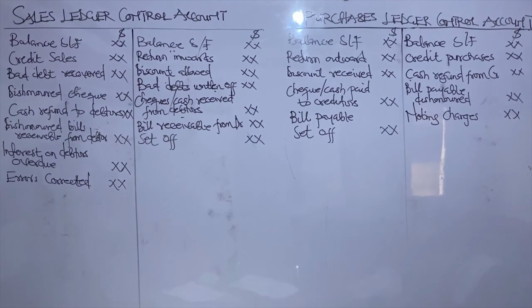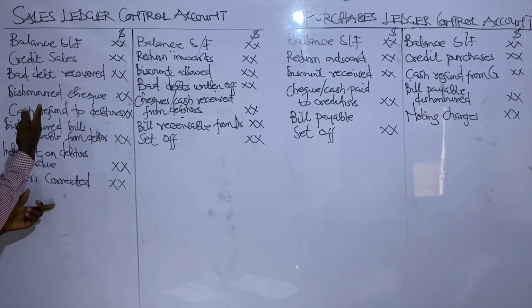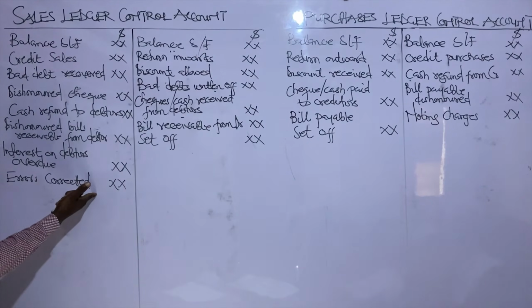This means that there could be maybe an undercast of the sales ledger control account or an undercast of a debtors balance. An undercast of a debtors balance reduces the debtors balance. Is that okay? So when that error is corrected, the correction will increase the debtors balance back. So the corrected error should be recorded here.